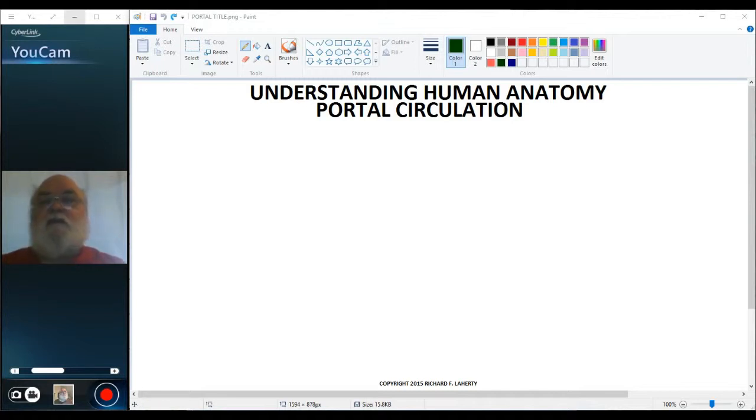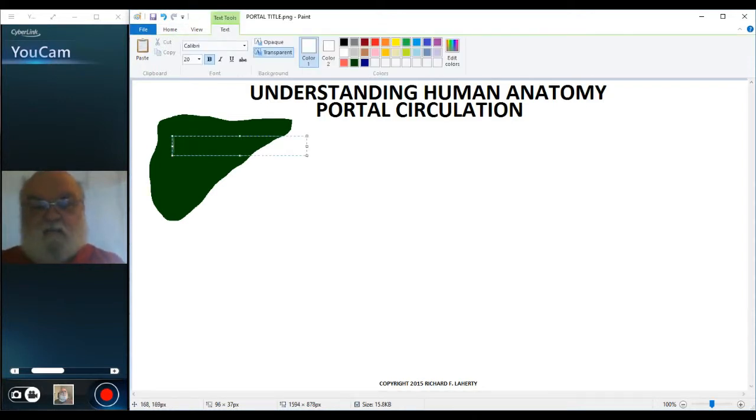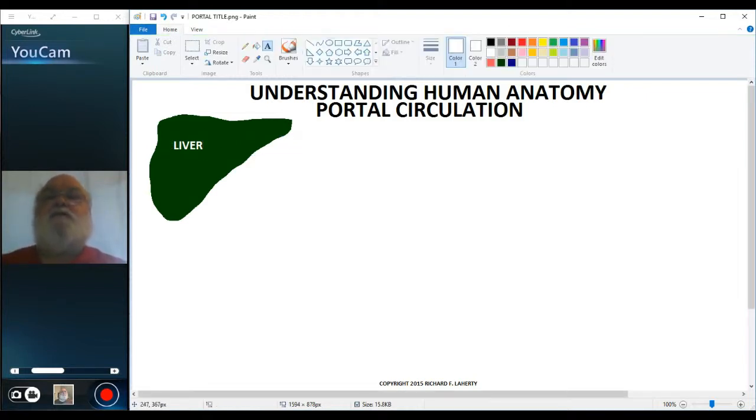So let me start by sketching in a liver. We'll color that in and we'll label it, so this is the ultimate destination of the portal vein.